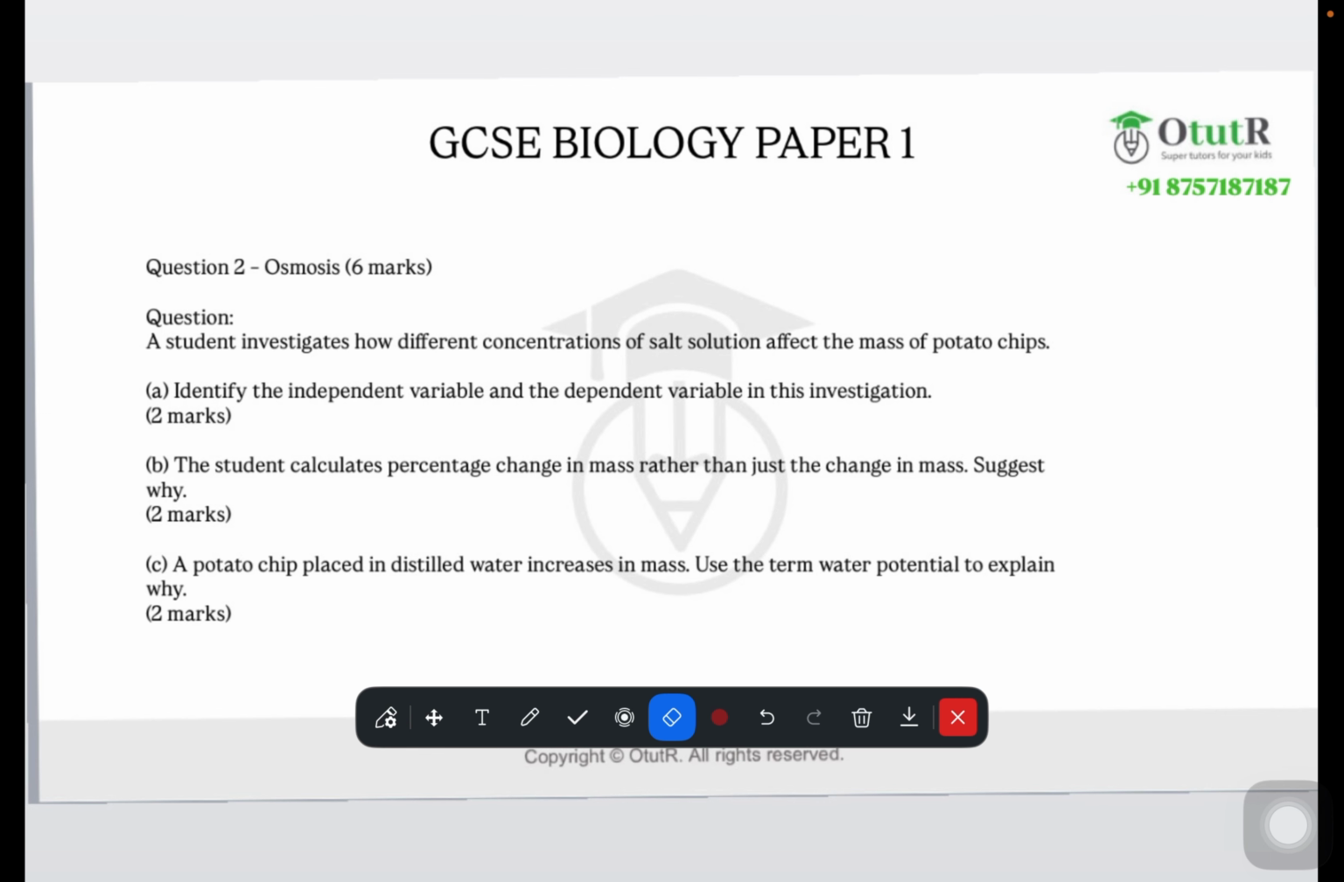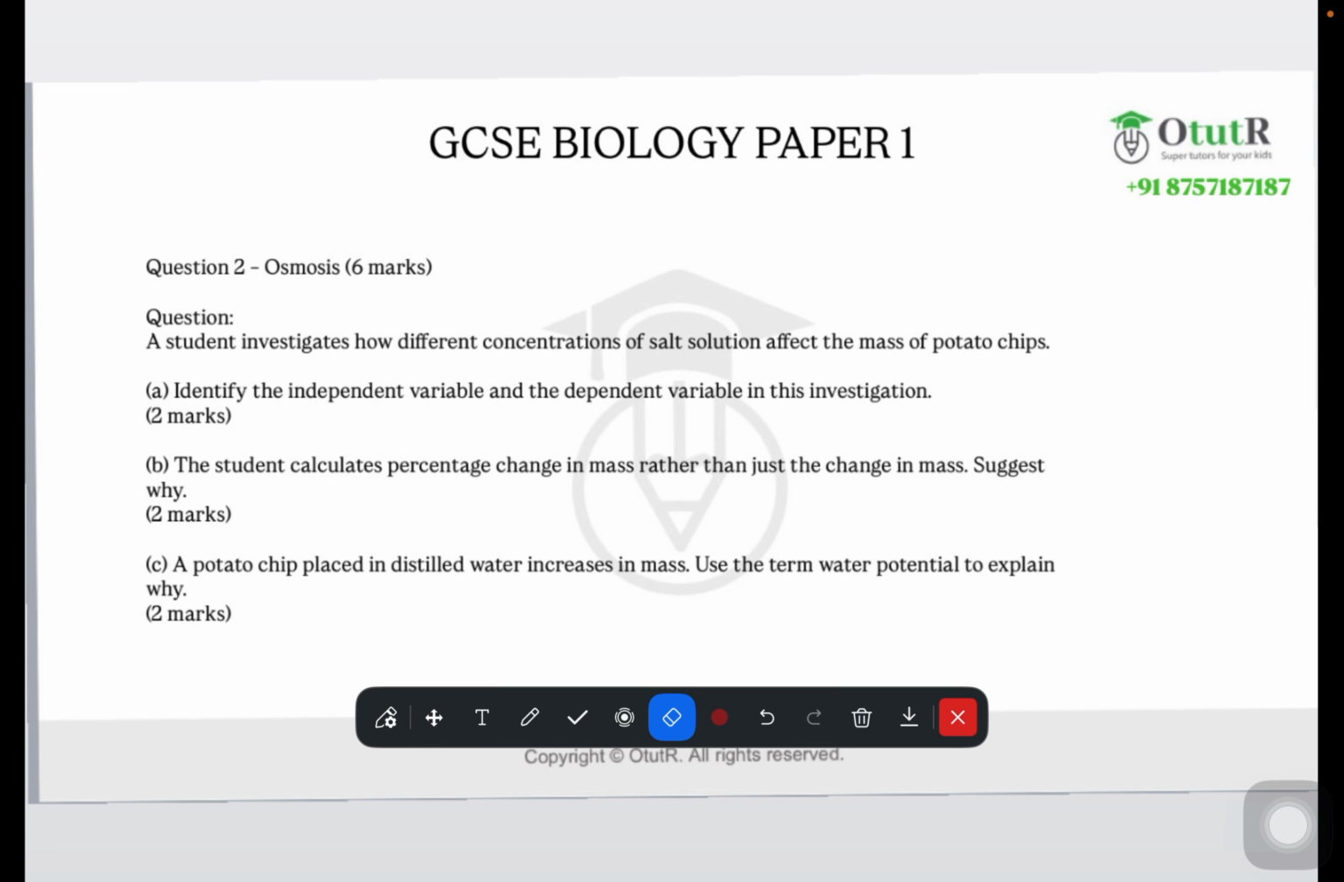Percentage change allows comparison between chips of different starting masses, and the results are standardized and not affected by initial size differences. Question C. A potato chip placed in distilled water increases in mass. Use the term water potential to explain why. Now in this question, it is for 2 marks again. We have to use the keyword, as per the marking scheme, the term water potential to explain this.